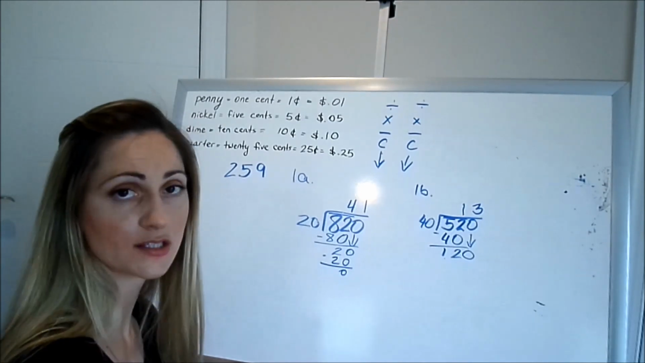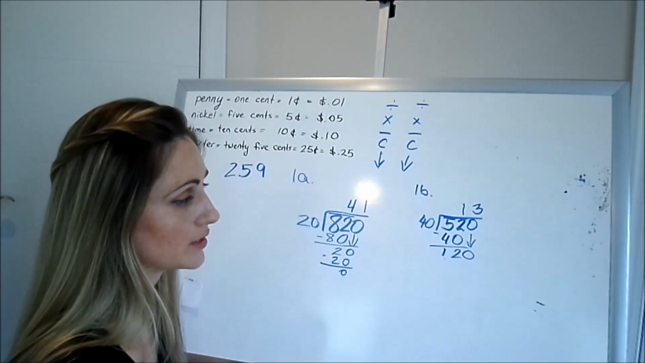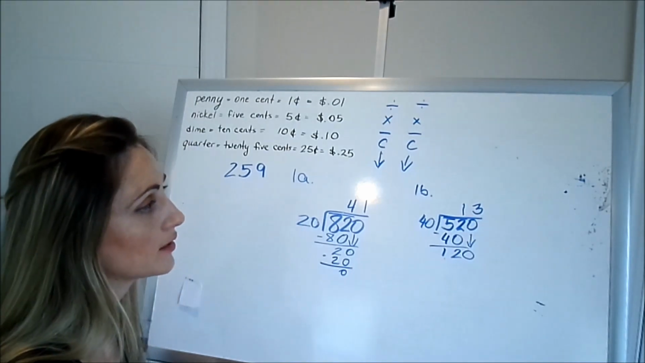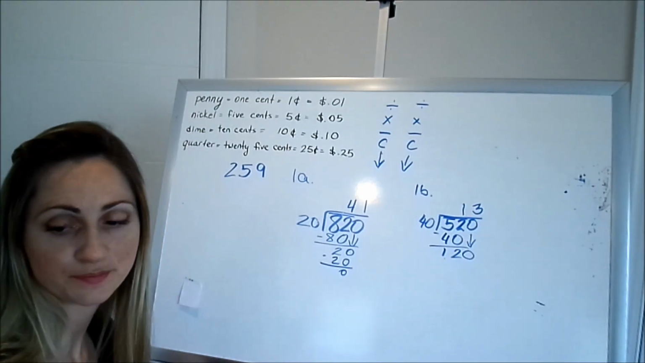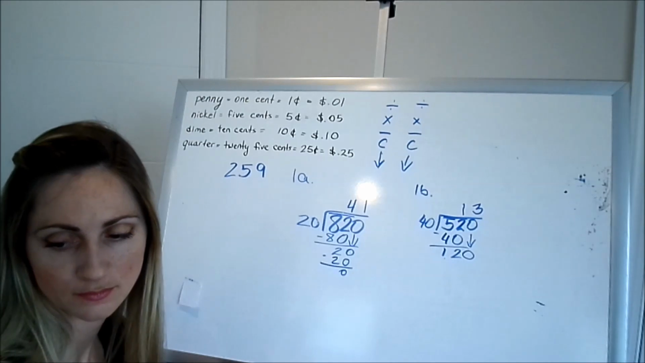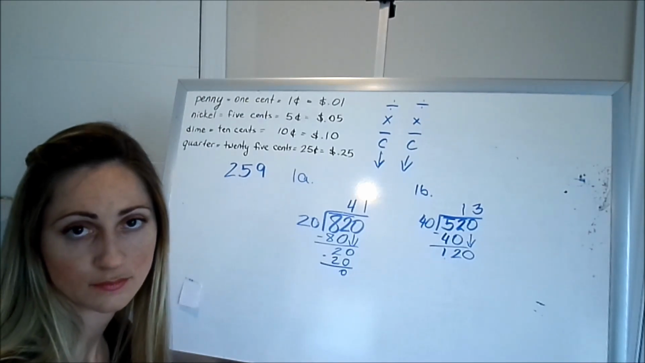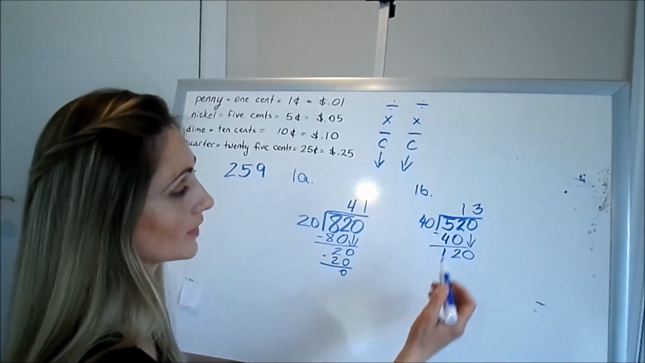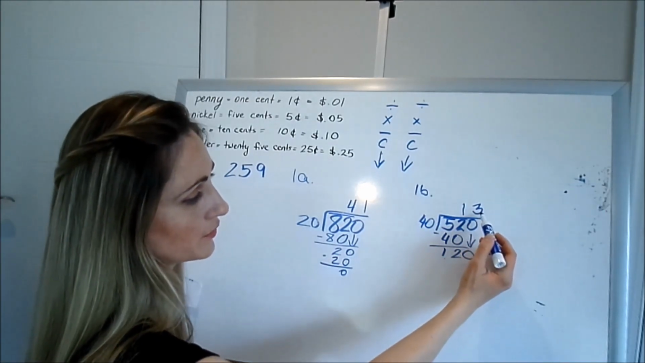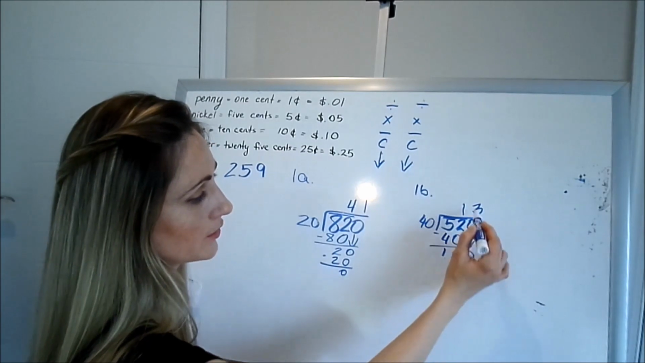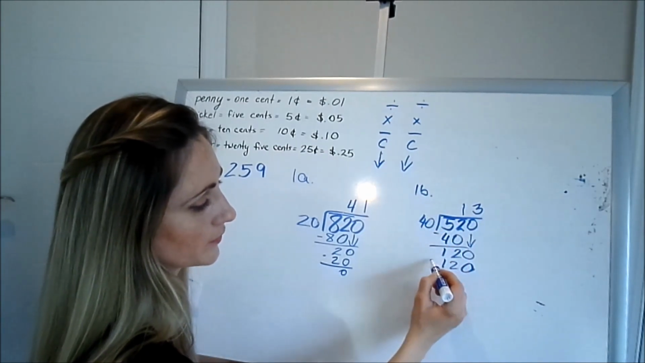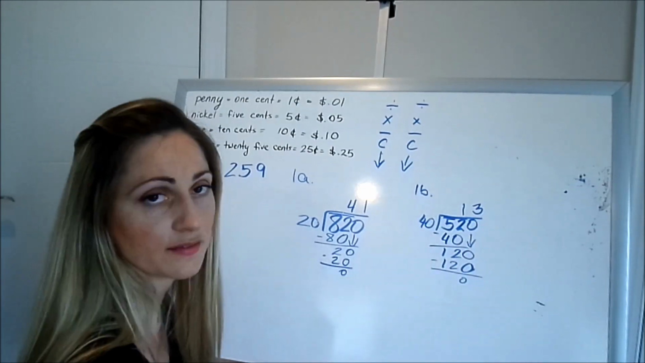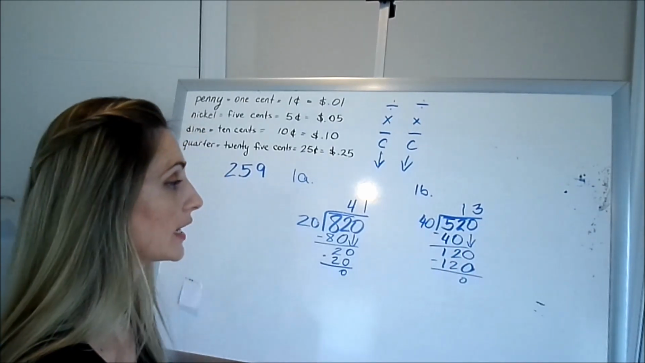Go ahead and finish this up yourself. 3 times 40. Make sure you're lining it up. Subtract, compare. Anything else to bring down? And I'll do that on the board. See if you did it right. 3 times 0. 3 times 4. Subtract. And you got a 0. Nothing left. That's it. There we go.